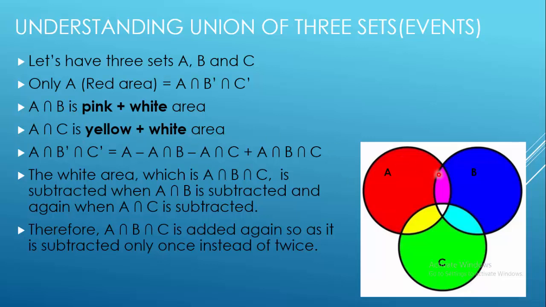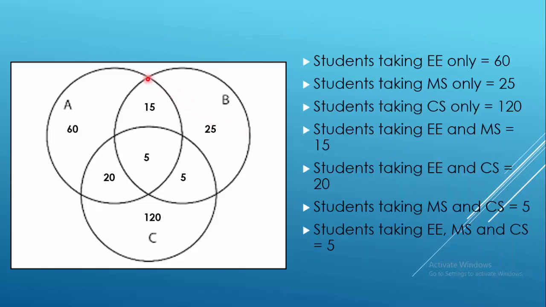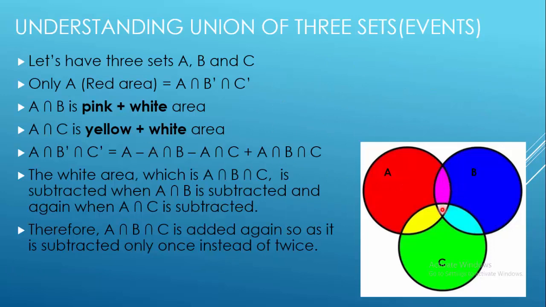A intersection B is this whole area, pink plus white, as I told you before. This is our A intersection B, this area, 15 plus 5. Similarly, A intersection C is this area, yellow plus this white area, which is the intersection of A, B and C. So the white area is A intersection B intersection C. If we want to get A only, we subtract A intersection B and A intersection C, and then add A intersection B intersection C.